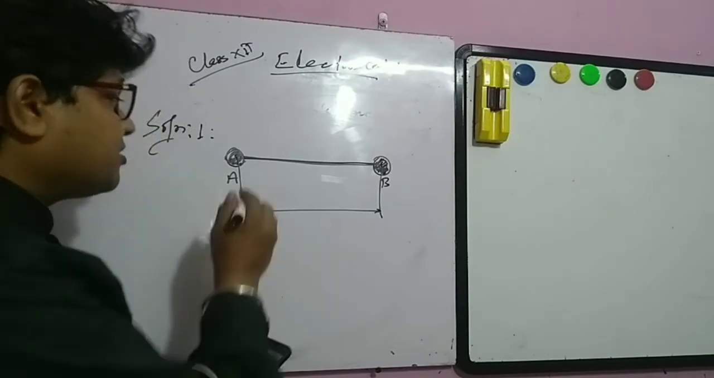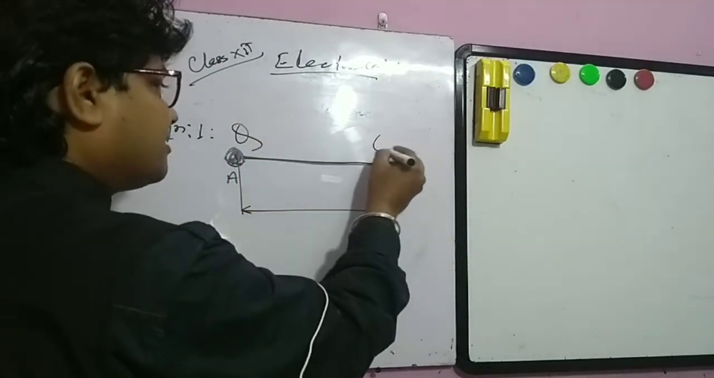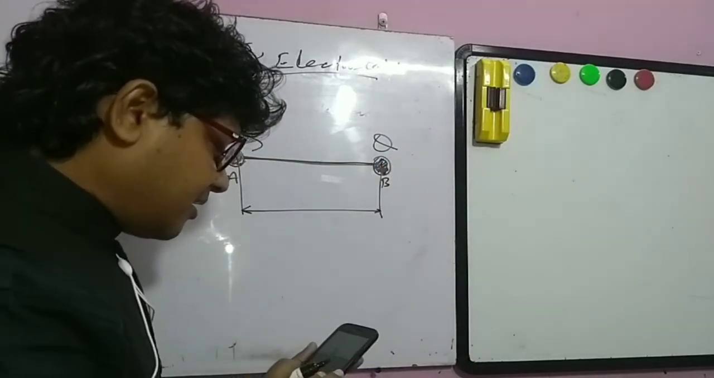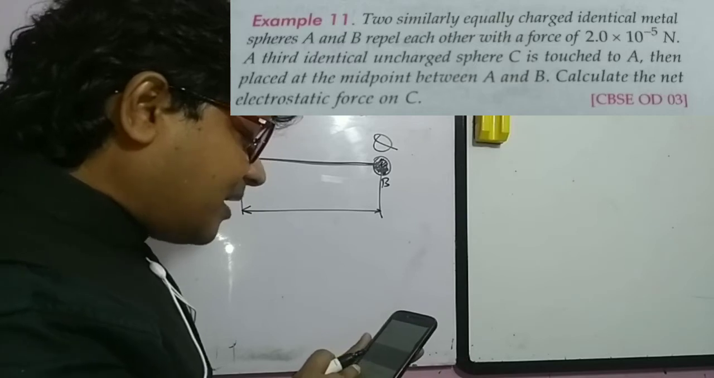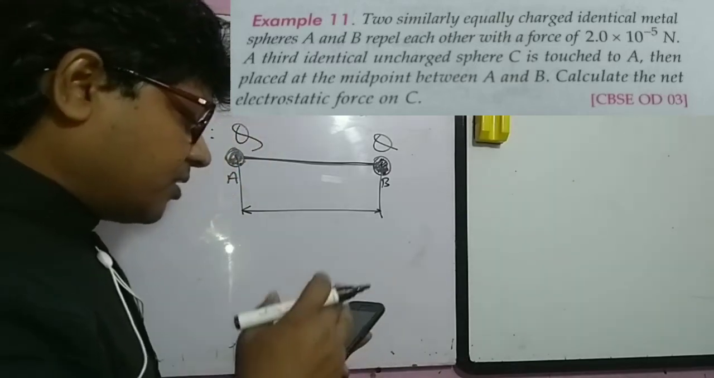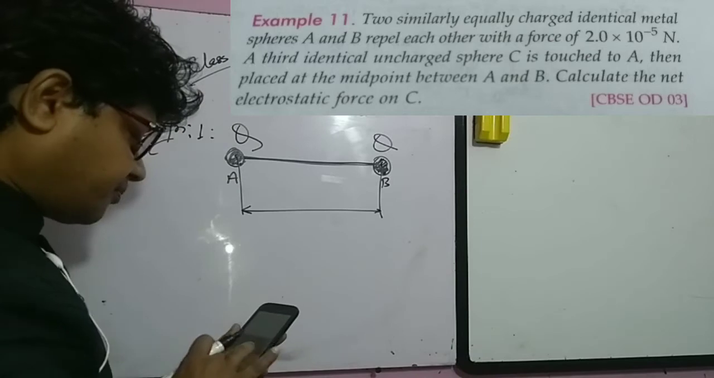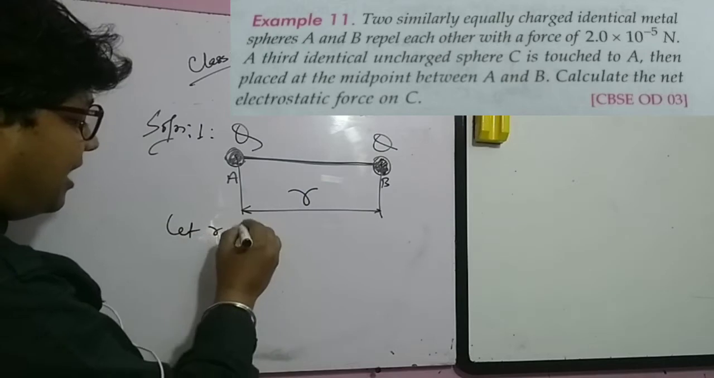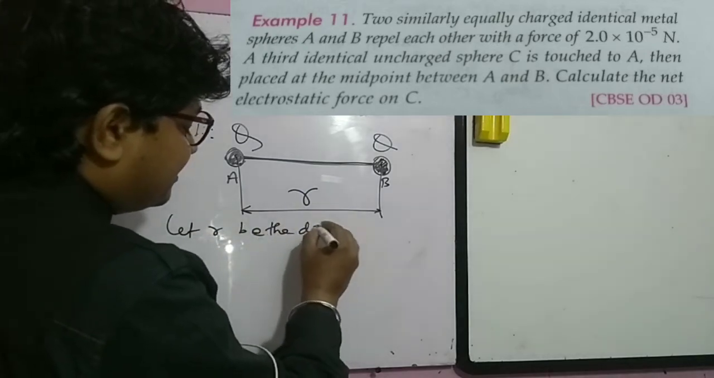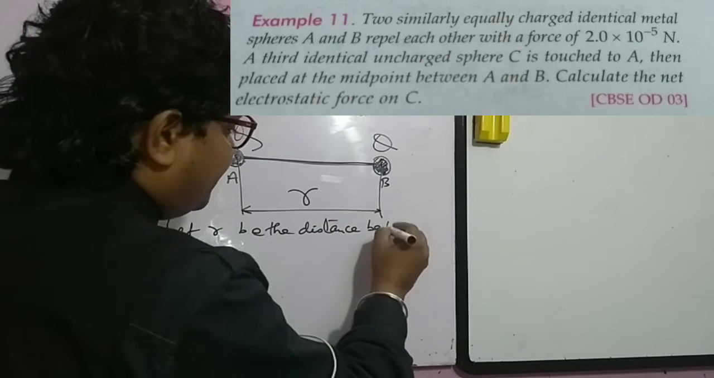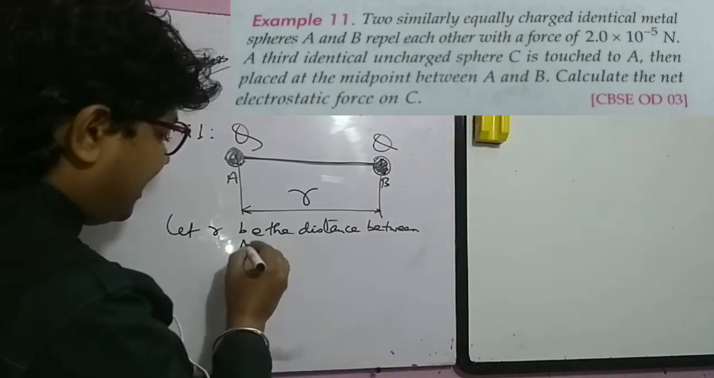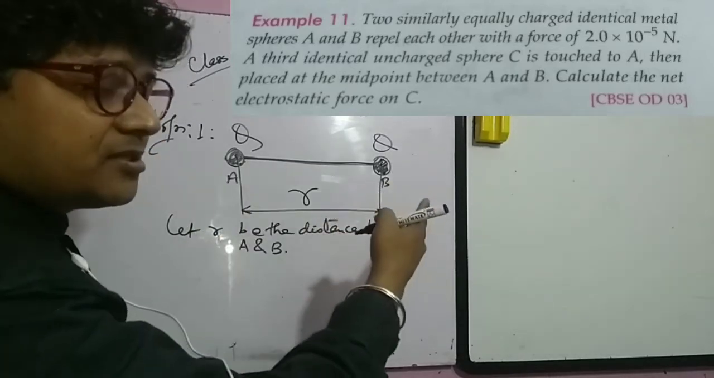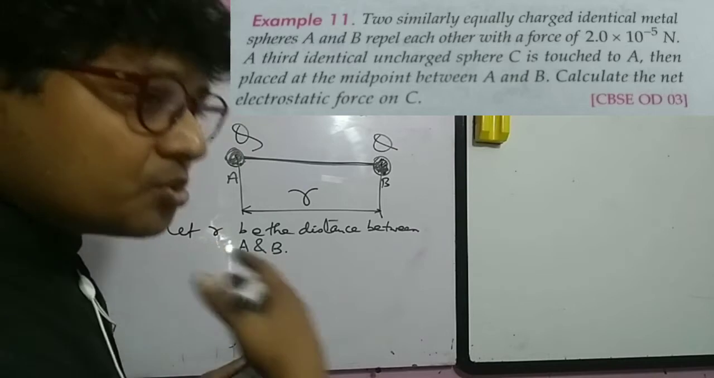Two similarly, equally charged. So this is Q and this is Q. Similar charges, so we are taking positive charges. Identical metal spheres A and B repel each other with a force of 2 into 10 to the power minus 5 Newton, right? So let r be the distance between A and B. Both have the same charge, so there will be a force of repulsion.